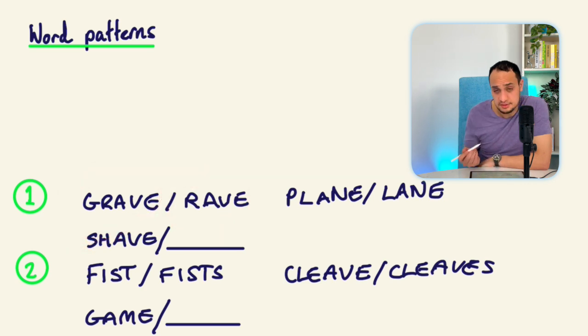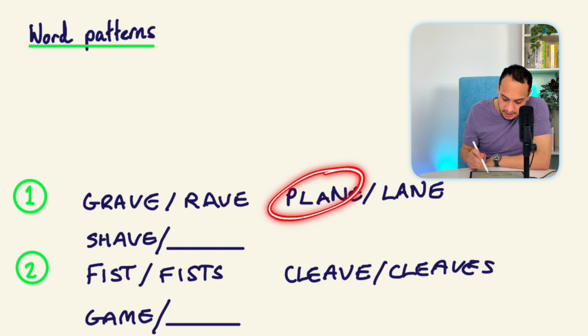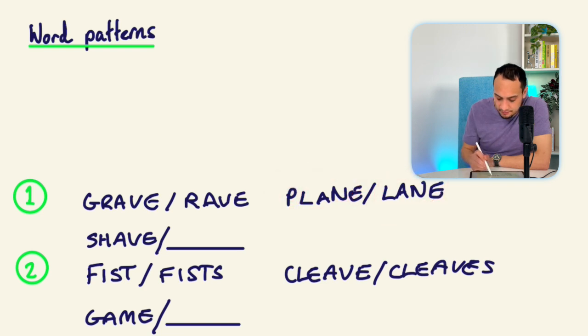And you can see the difference between those two pairings is the G. So the G has been removed, or the front letter. If we look here, we've got plain and lane. And again, you can see the P is missing from lane. So if we've got shave, if we take the S off, then it becomes have, like that.